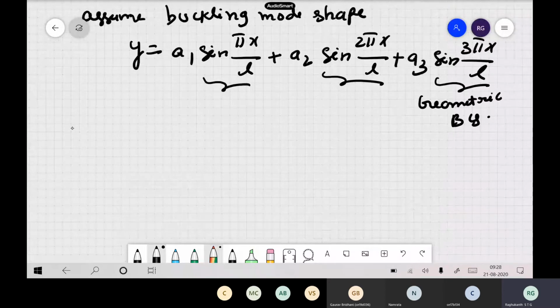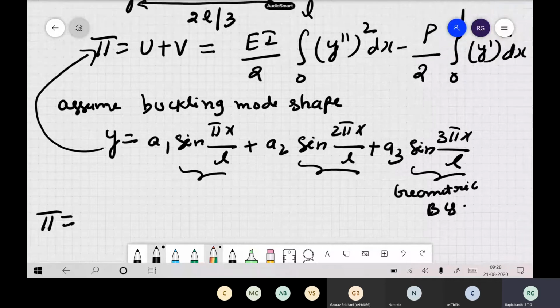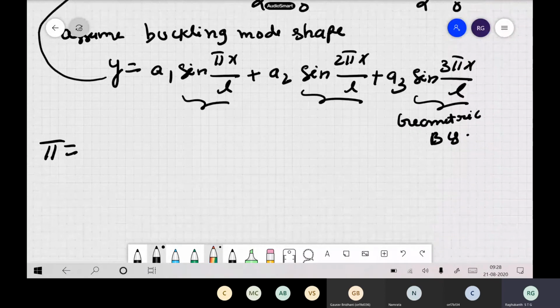And now you substitute. So now what is the energy? You substitute your y in this energy expression. Now you have to do two times derivative, you followed, right? A little bit of algebra is involved. But as I already told you, the integrals of sine and cos are very easy, you followed, right?